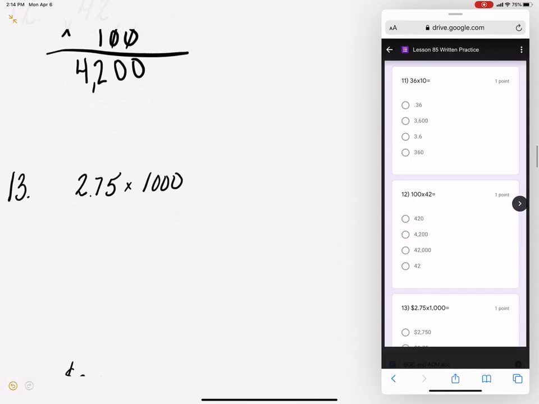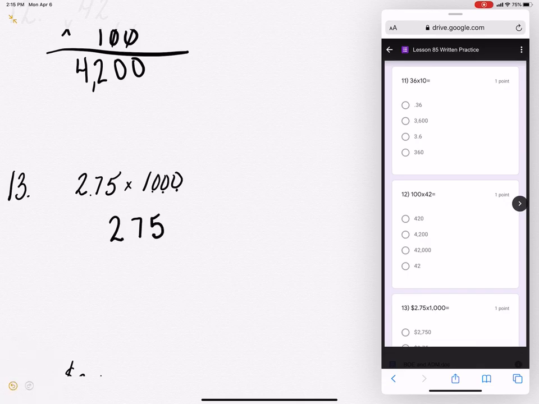Number 13 is something a little bit different. We haven't done much like that at all. So there are a couple different ways to do this. The number of zeros that you have are the number of times that your decimal is going to move over. Oh, that's a 5. That's not pretty. So I have a 5.